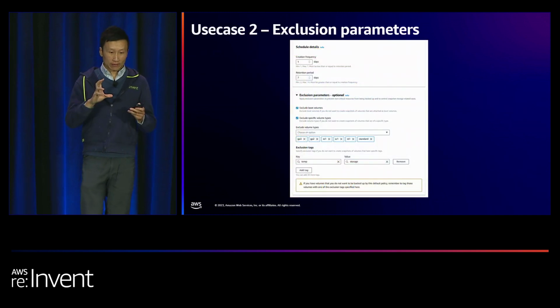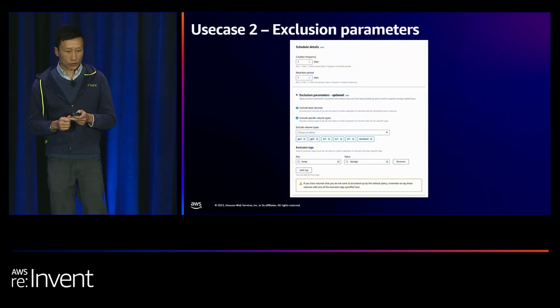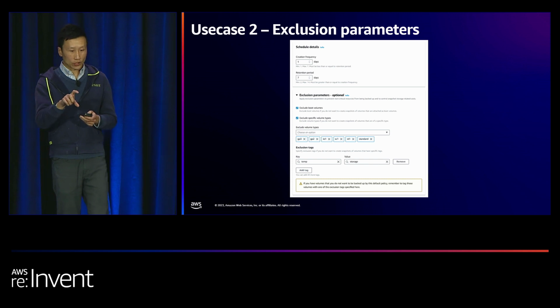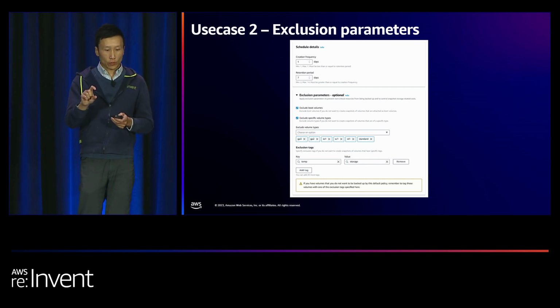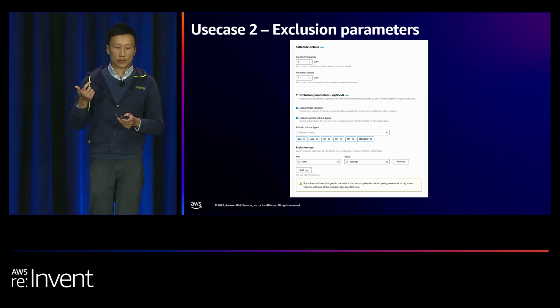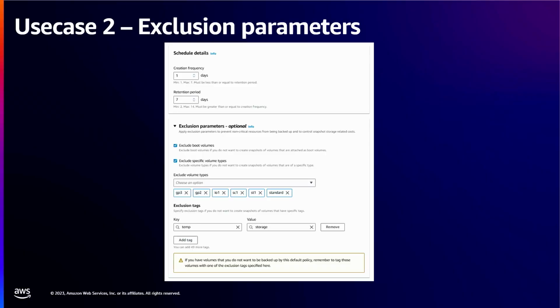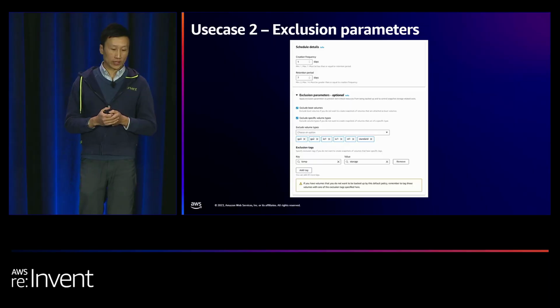So how do you do that sort of configuration and confining into critical workloads? Again, going back to that screen, in the section here for exclusion parameters is where you can specify, for example, if you don't want to back up any boot volumes. In the example above, I only wanted to back up IO2 block express volumes, so I can exclude all the other volume types from my default policy. And I can also add tags of temporary volumes that I don't want to take snapshots of.